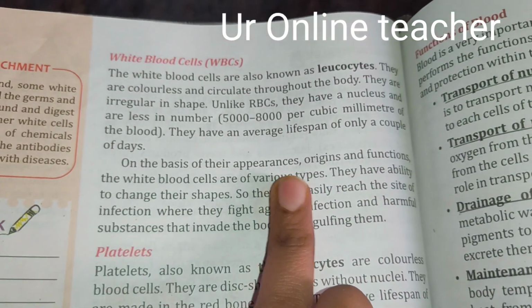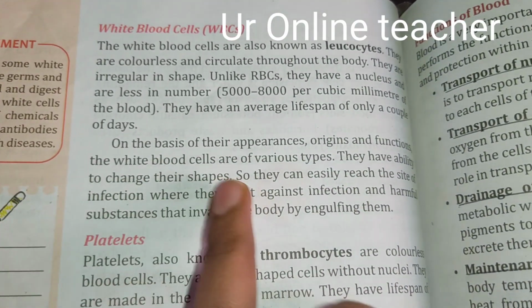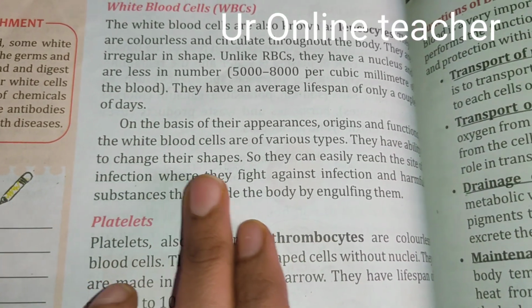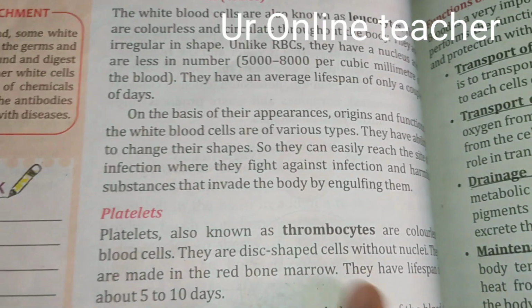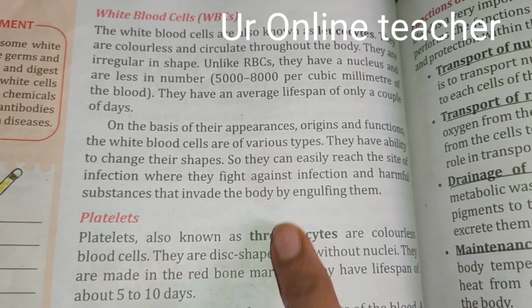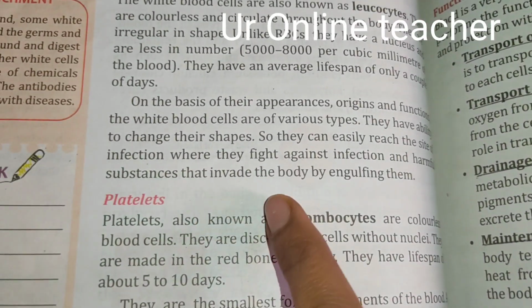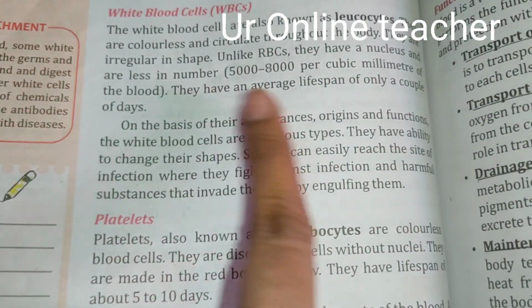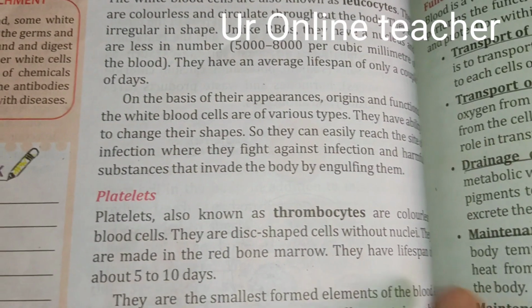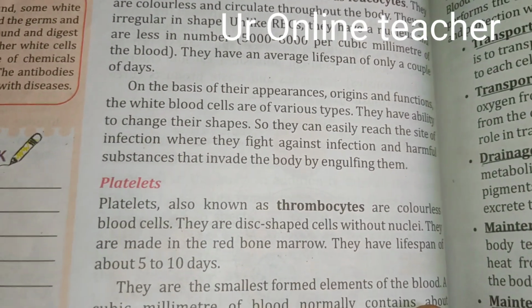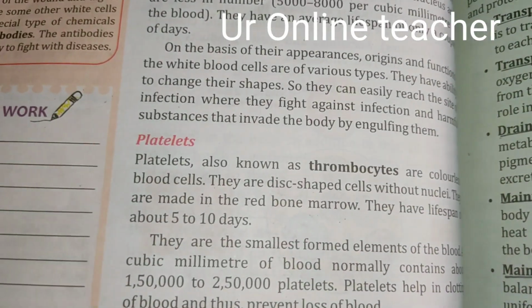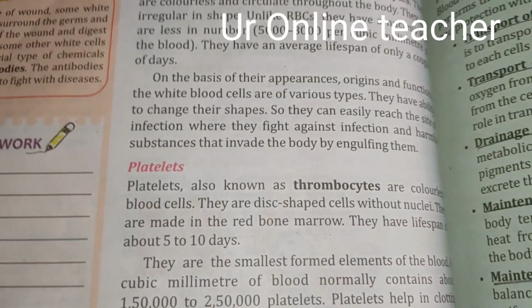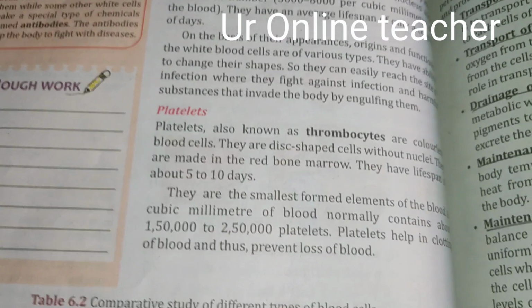On the basis of their appearance, origin and function, white blood cells are again of various types. They have the ability to change their shapes. That's why I said they are shapeless. They can easily reach the site of infection where they fight against infection. What is the function of white blood cells? Whenever infection occurs, they fight against the infection and the harmful substances that invade the body by engulfing them. The white blood cells engulf the bacteria, and they protect us from diseases.